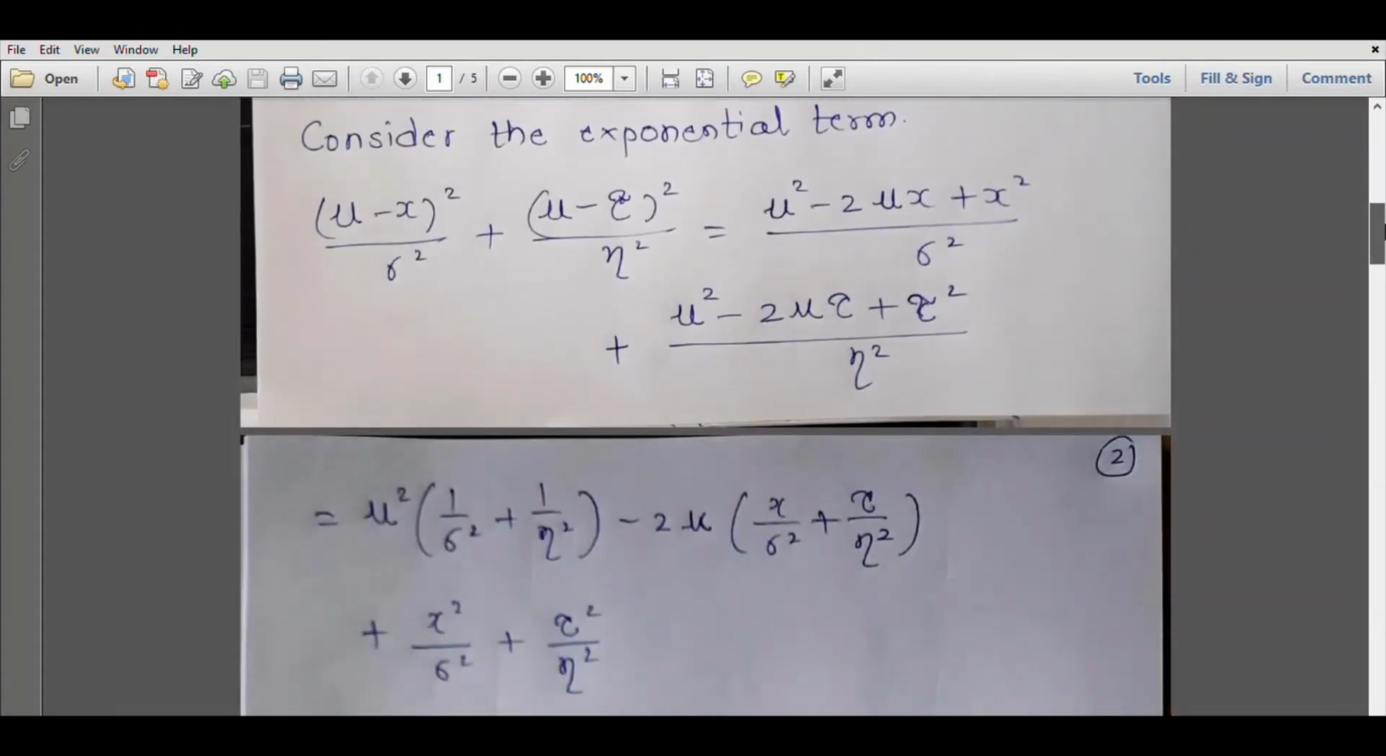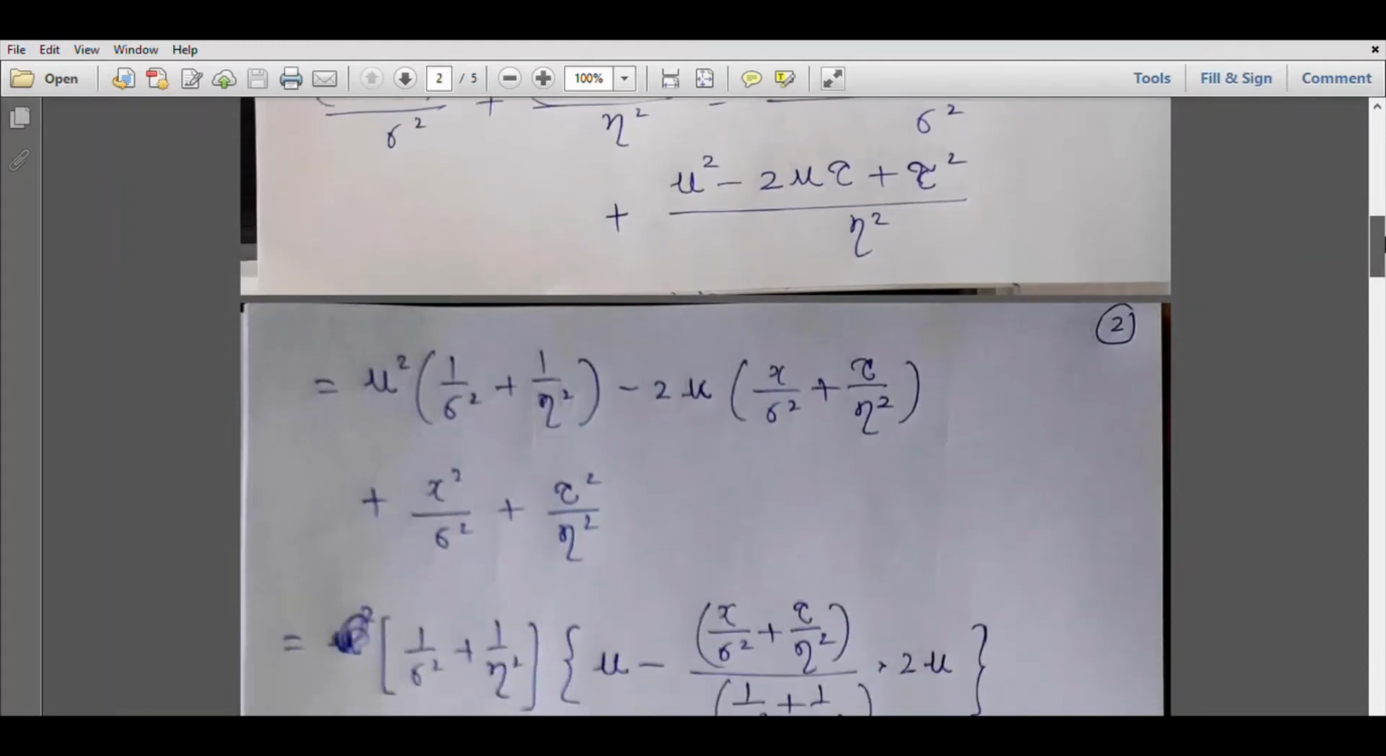So let us try to do this. For this, first I will take the coefficient, whatever is the coefficient of mu square, let us take this common. So here the coefficient of mu square is 1 by sigma square plus 1 by eta square. So I have taken the coefficient common here. So in bracket now I'll have only mu square. Sorry, this first term, there is a mistake here. This term should be mu square and not mu.